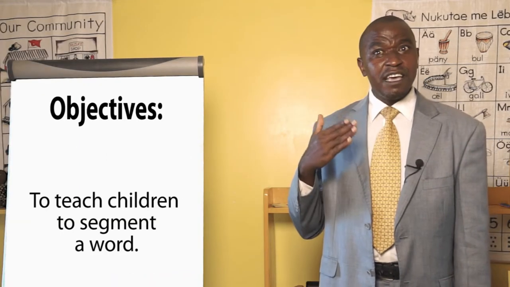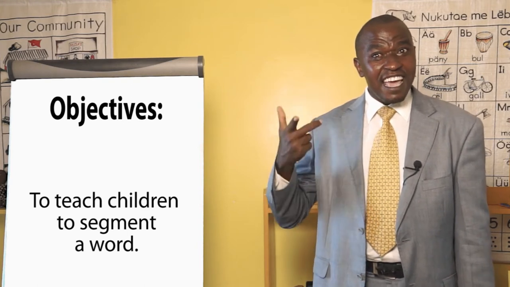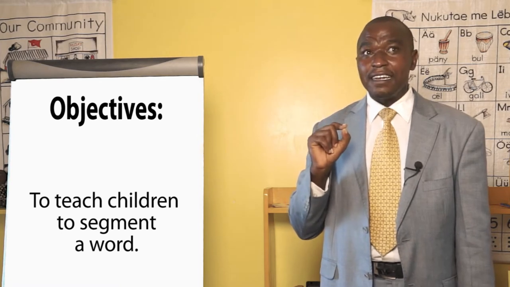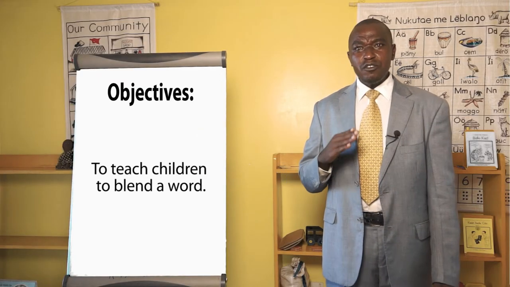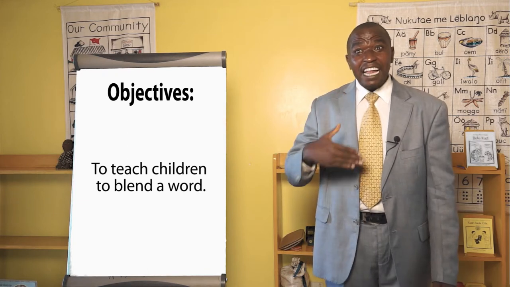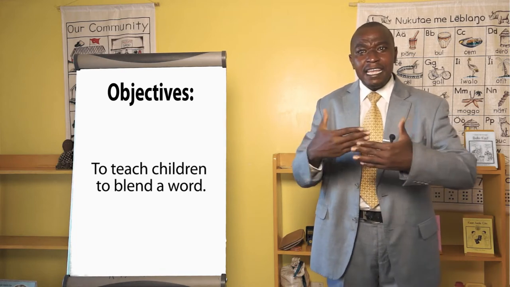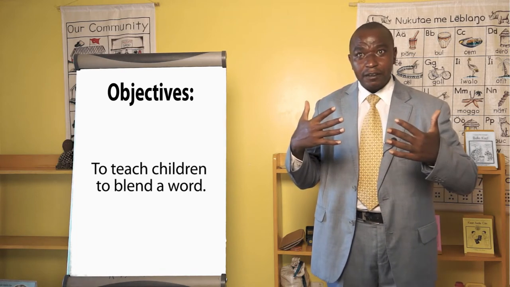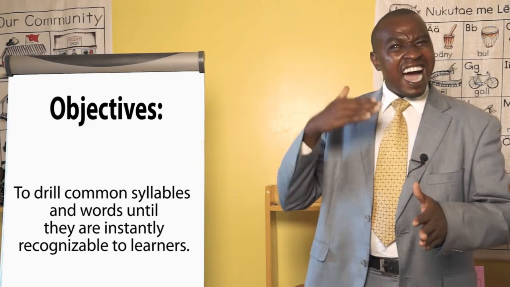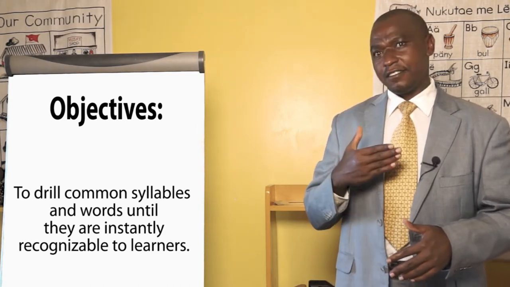To teach children to segment a word, in other words, to hear a word and then say the individual sounds in the word in order to spell it correctly. To teach children to blend a word, in other words, to see a word and then sound out the individual letters of the word, blending them together to read the word. To drill common syllables and words until they are instantly recognizable to the learners.